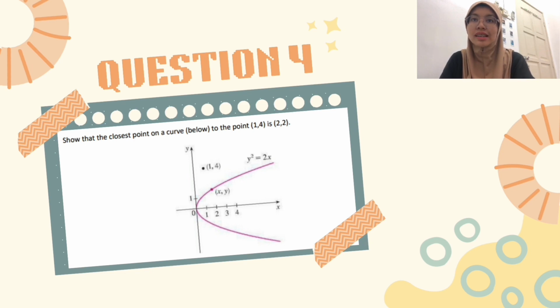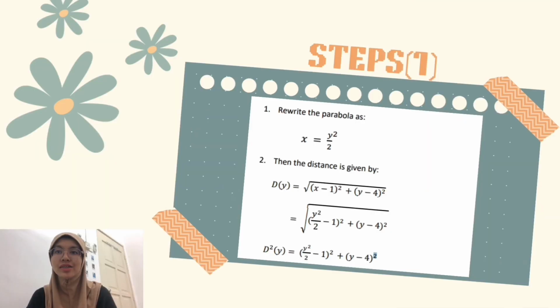So the question is, we need to show that the closest point on the curve below to the point with coordinates (1, 4) is (2, 2). So without further ado, let's move on to the working steps. Okay, so from the equation given, which is y² = 2x, you need to rewrite the equation, which is x in terms of y.